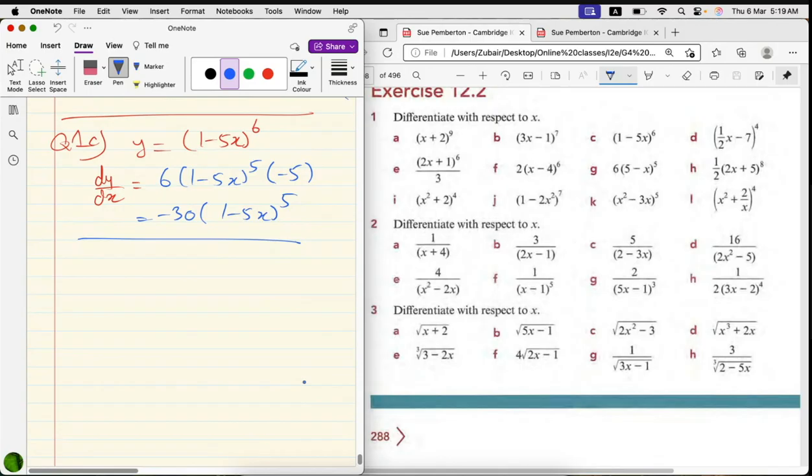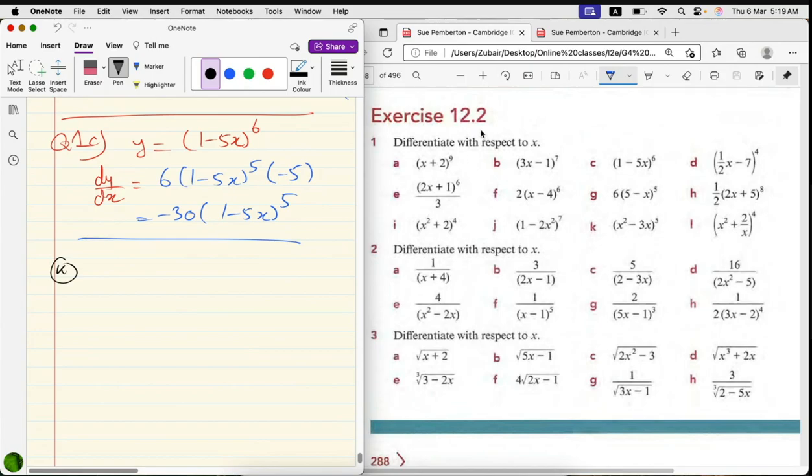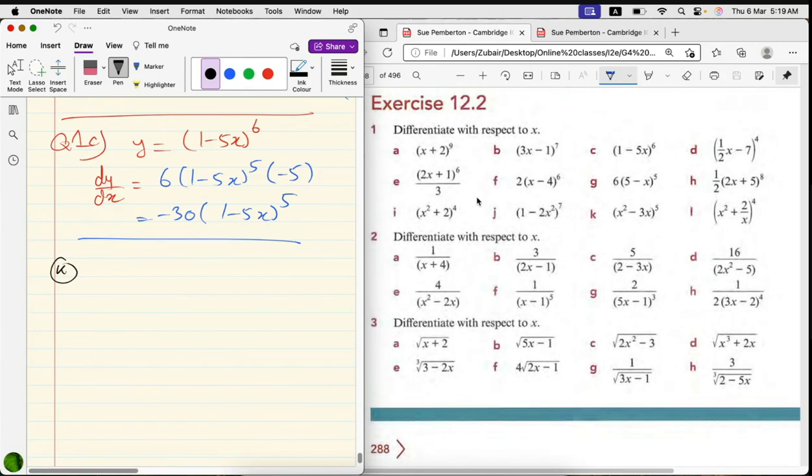Let's increase this a bit. I'm doing K part. Today we have to do more than like 2 exercises. This is 12.2. So we'll just go through the types and take the leaps in order to achieve the target. Let's say y is equal to (x squared minus 3x) raised to power 5.